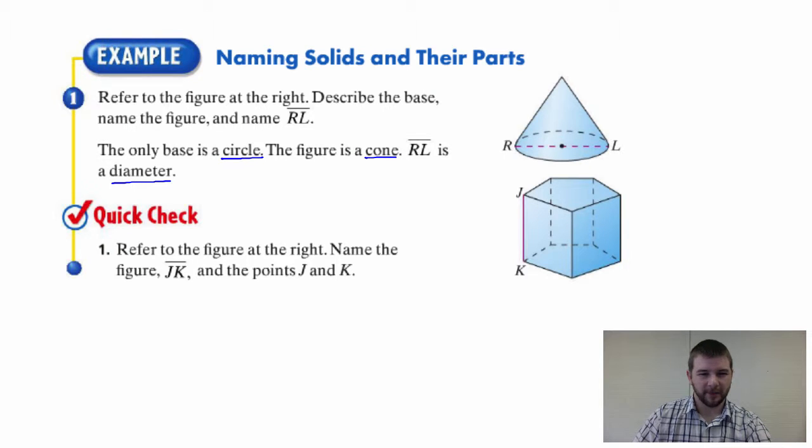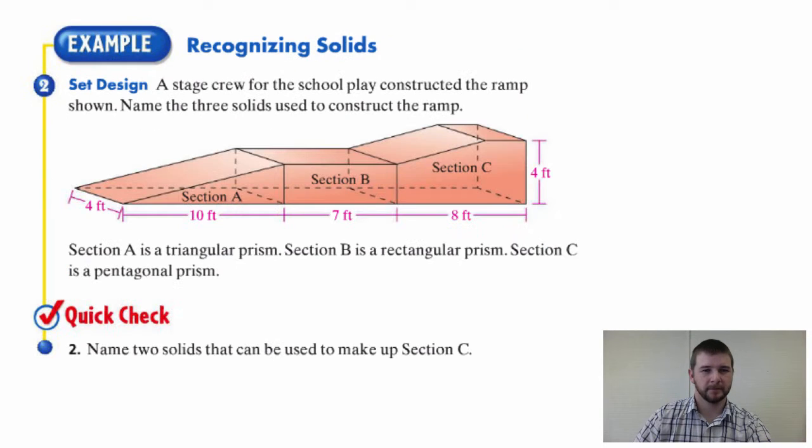Now a similar quick check problem. Refer to the figure at the right. So now we're not discussing the cone anymore. Name the figure. Line segment JK, and the points J and K. And there's a good chance you want to refer to your notes to answer these questions.